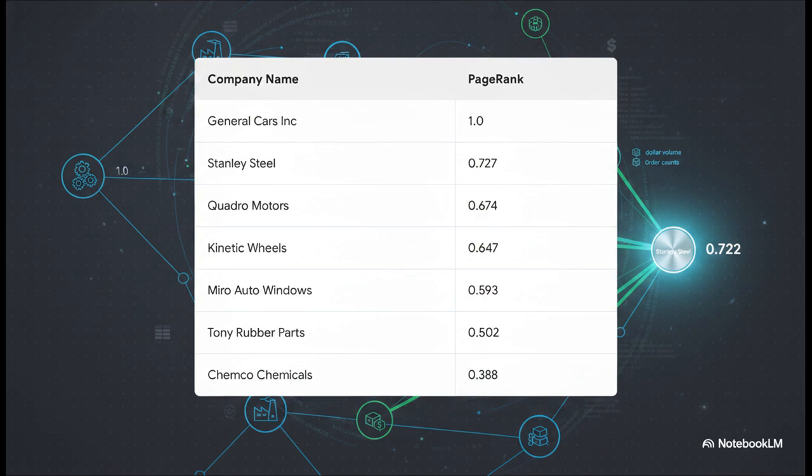And look at this. Our query reveals that General Cars Inc. registers a perfect normalized importance score of 1.0. Stanley Steel comes in second with 0.727. Mathematically speaking, General Cars Inc. is the single most important entity in this entire network.